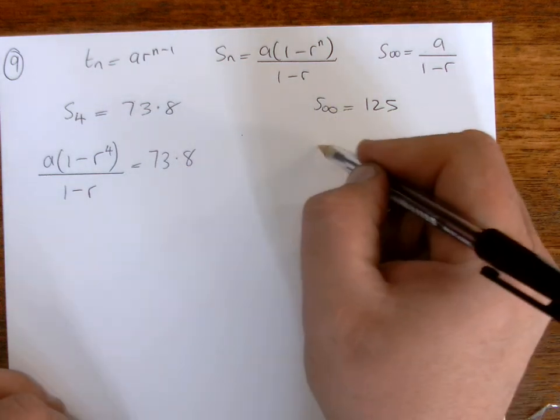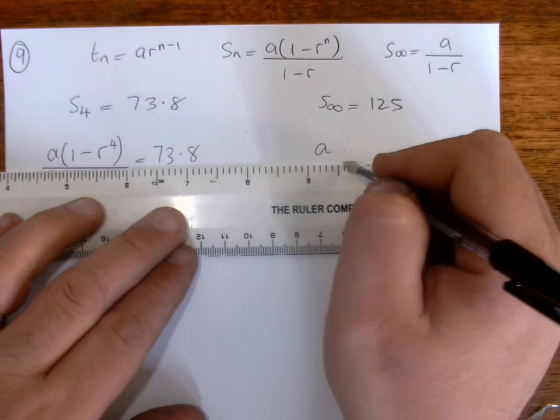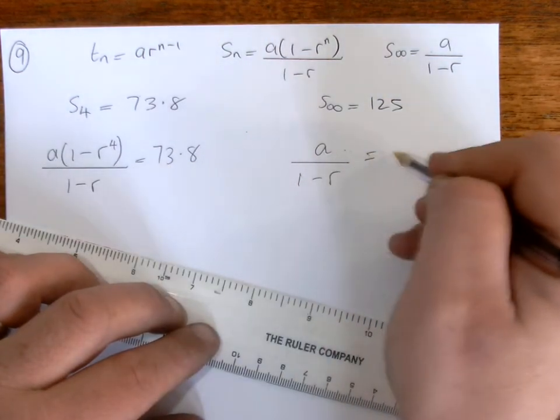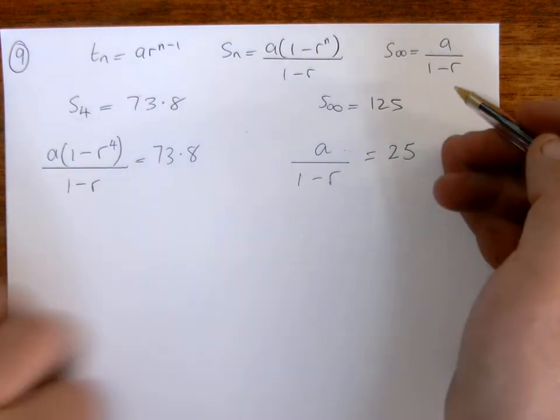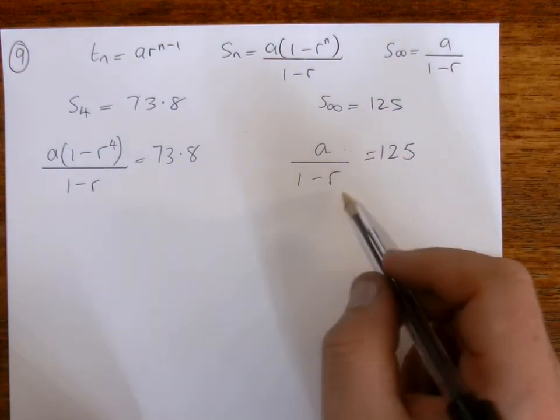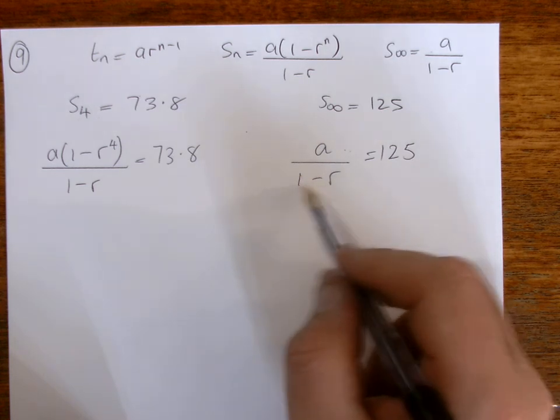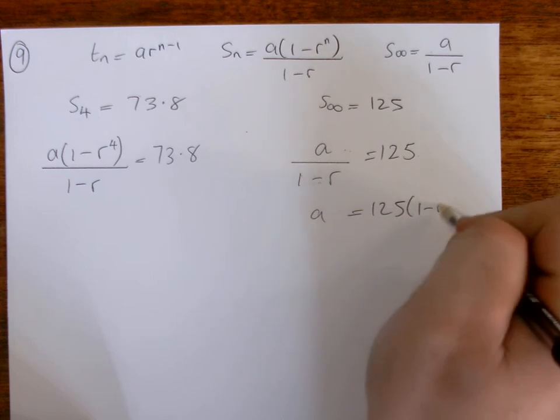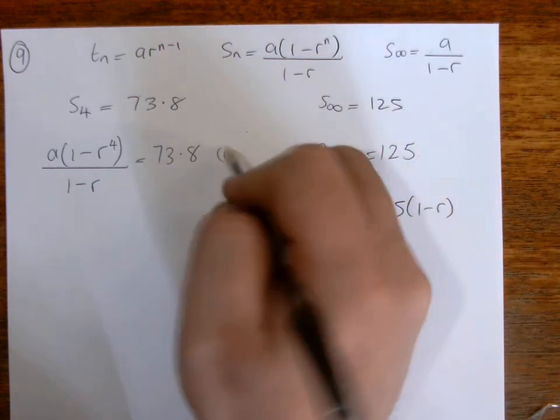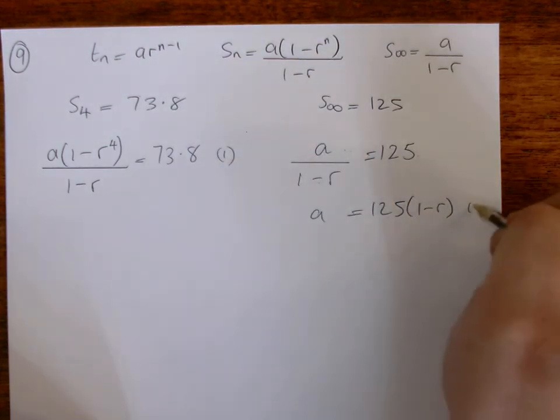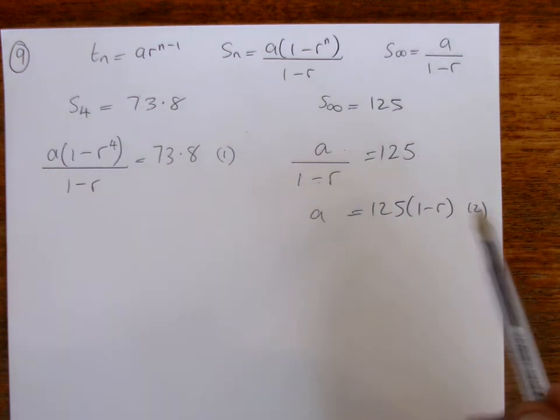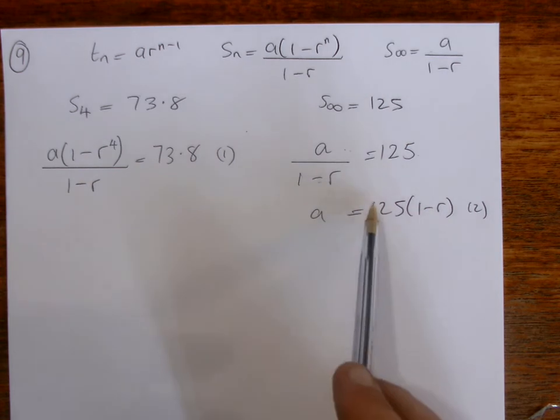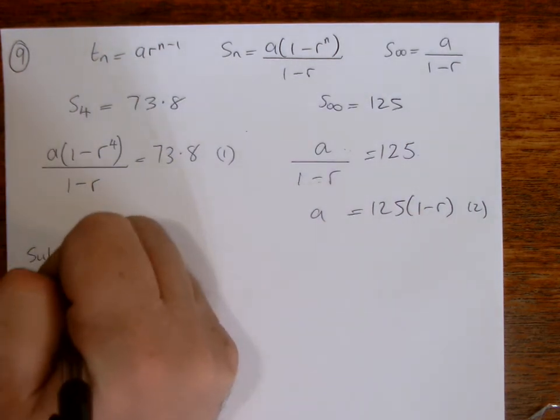Sum to infinity, so we've got A there, over 1 minus r is equal to 125. So I suppose what you could do here is take the 1 minus r over and times, as we've done before. So we've got equation 1 here, we've got equation 2 here. But of course what we can do then with equation 1, we can sub in the value of A that I've got from equation 2. So sub 2 into 1.